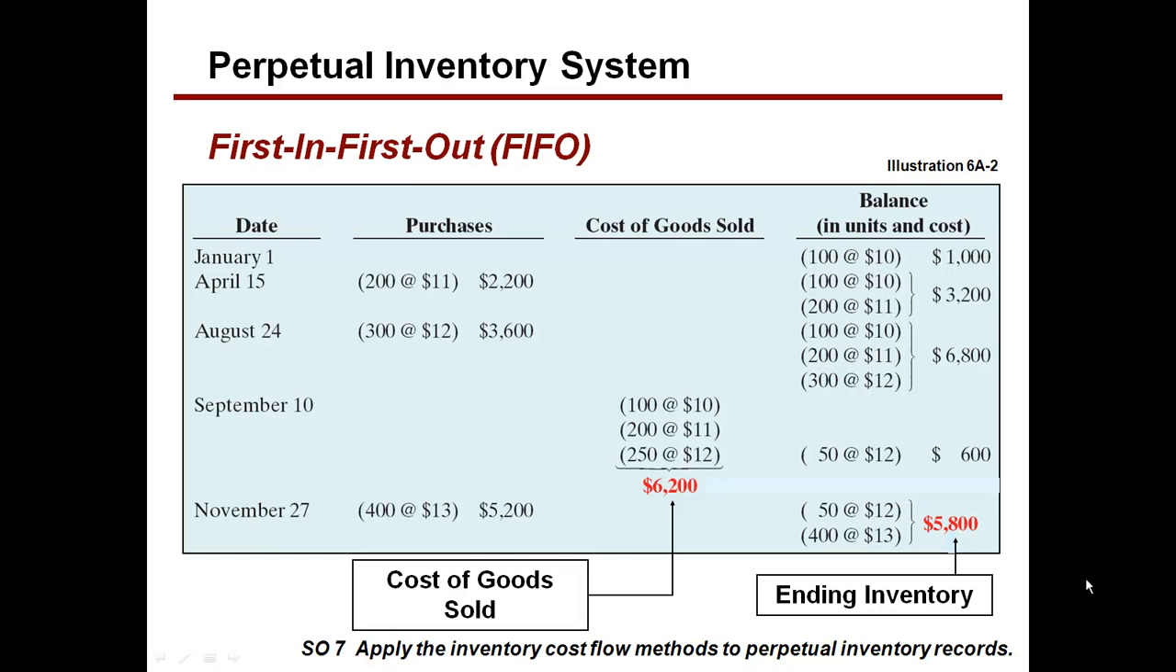Now I'd like to quickly prove out the accuracy of our cost of goods sold at $6,200 and the resultant $5,800 ending inventory. If we add those two numbers together, cost of goods sold plus ending inventory, that totals $12,000. That is the total available pool of dollars during the period of time, January through November. Where does that total pool come from? Beginning inventory of $1,000, April 15th purchases of $2,200, August 24th purchase of $3,600, and November 27th purchase of $5,200.